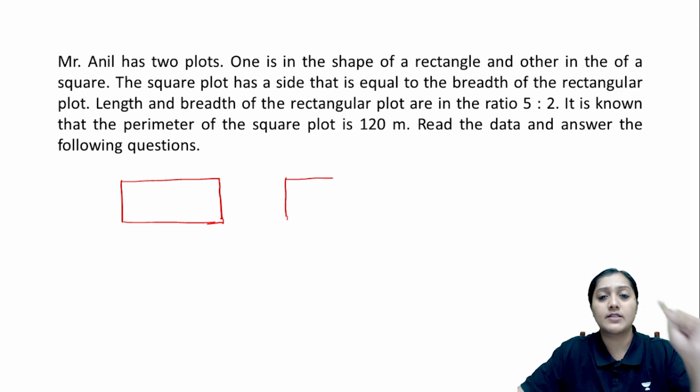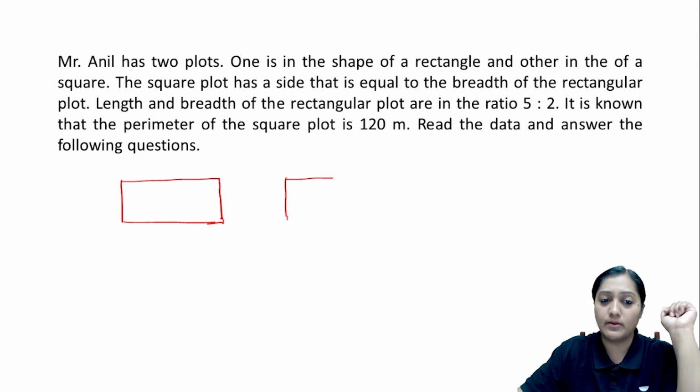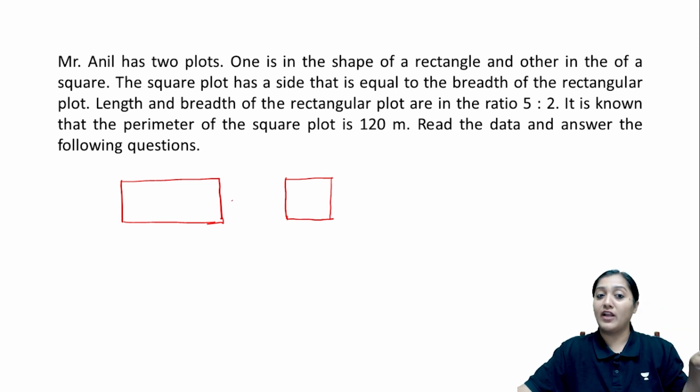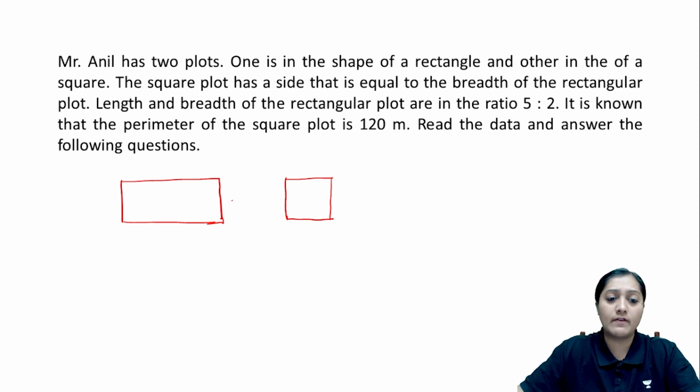The square plot has a side that is equal to the breadth of the rectangular plot. Fine. So the side of the square is equal to the breadth of the rectangular plot. Length and breadth of the rectangular plot are in the ratio of 5:2. So this is 5x and this could be taken as 2x. If this is taken as 2x, definitely the side of the square will also become 2x.